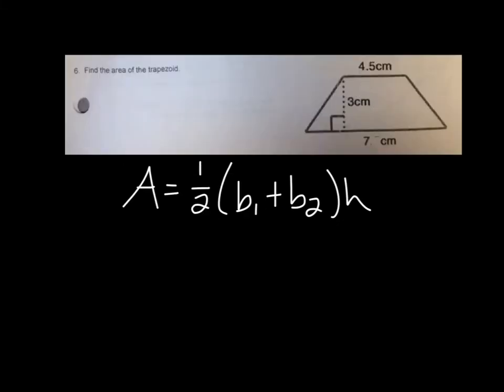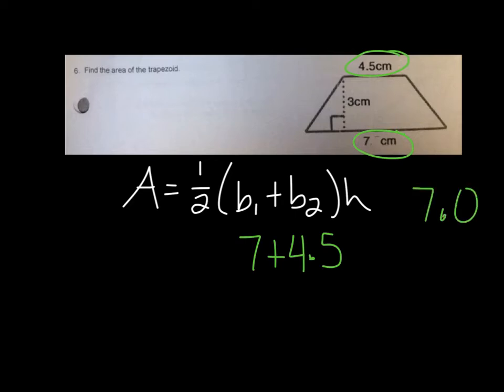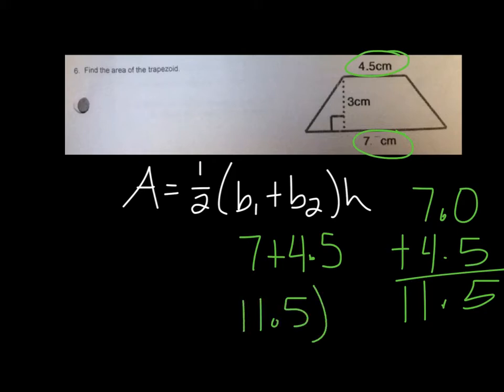Number 6, find the area of the trapezoid. Our formula is A equals 1/2, and then in parentheses B1 plus B2, and then times the height. So in this trapezoid, B1 and B2 would be 7 and 4.5. Remember that you always have to line up your decimals. So 7 is a whole number plus 4.5. So that gives us 11.5 in parentheses. And then that would be times the height, which is 3. And then we'd have to find half of that.